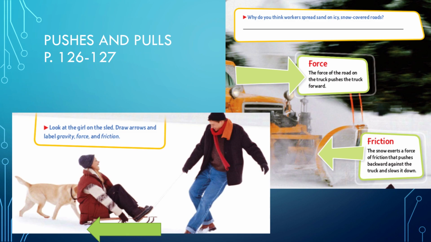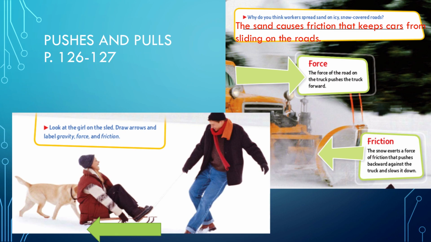Let's review these two pages. Why do you think workers spread sand on icy, snow-covered roads? The sand causes friction that keeps cars from sliding on the roads. Look at the truck, the force and the friction. The force of the road on the truck pushes the truck forward, and the snow exerts a force of friction that pushes backwards against the truck and slows it down.